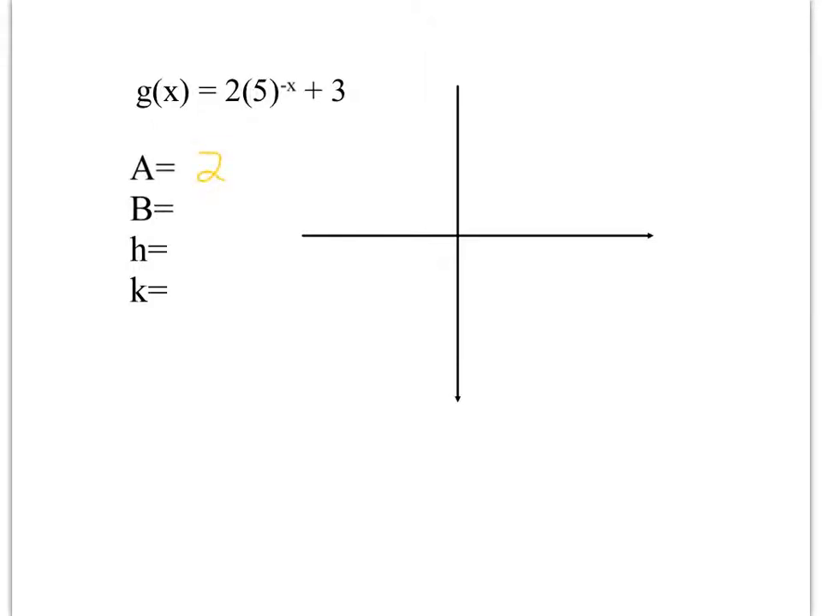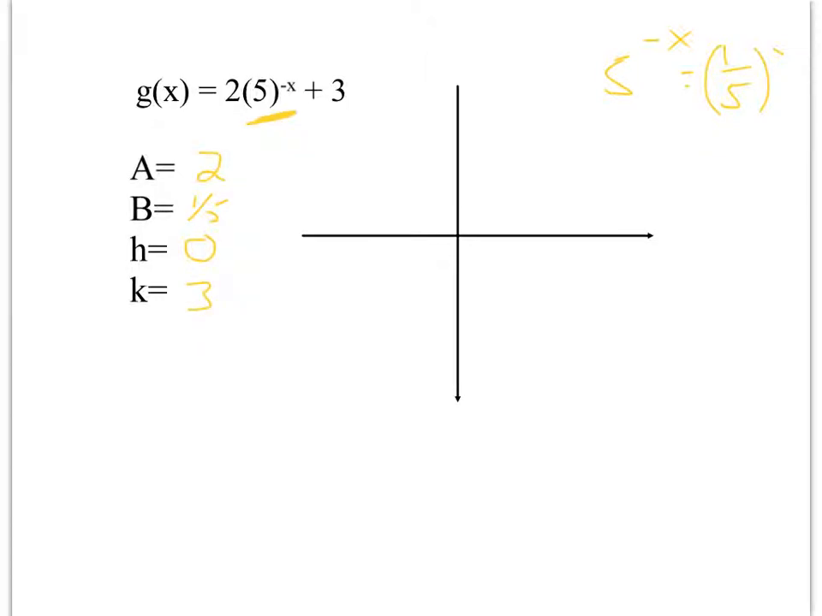The b here now, I'm raising 5 to a negative exponent. When I raise a number to a negative exponent, I'm taking the reciprocal. So we can almost think of 5 to the negative x as 1/5 raised to the x, because 5 to the negative x is equal to 1/5 raised to the x. So our b here is in essence 1/5. Okay, our h again is 0, and our k is 3.